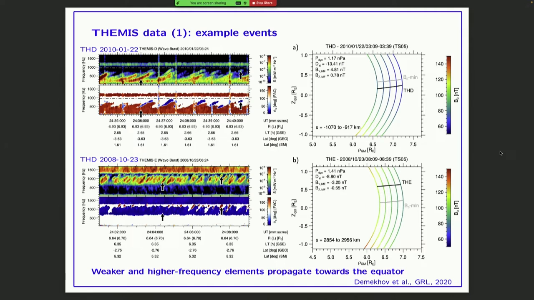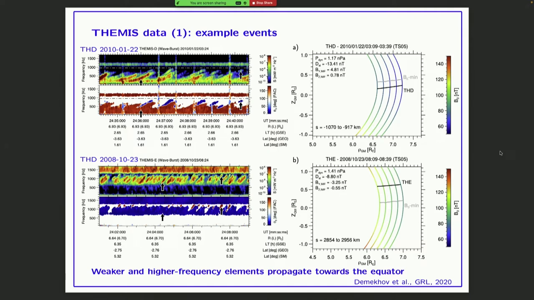Then if you compare the upper and bottom panels for the two events, they seem to be different or even opposite, because in the upper panel, you can see that blue elements have higher frequencies than red elements. And in the bottom event, it's vice versa. Red elements have slightly higher frequency compared to blue elements. However, if we compare the direction of the Poynting flux to the position of the spacecraft with respect to the minimum B field, then both events become similar, in fact.